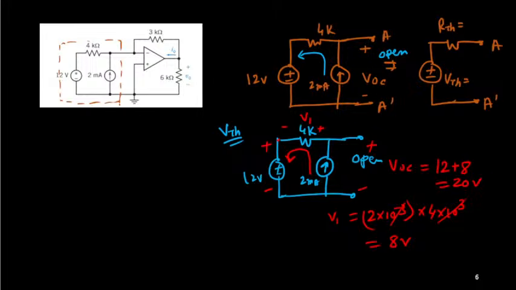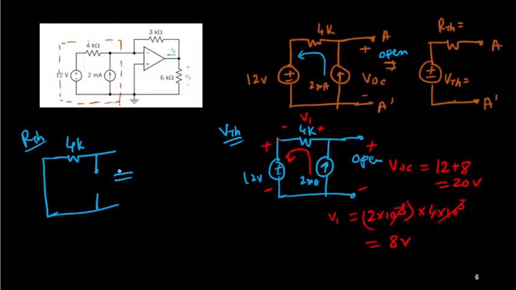And what is RTH? RTH is very simple. You remove the current source, we make it open, and we remove the voltage source, shorted. So this is your 4K, and you look from this side, this terminal A prime. So what is the equivalent resistance? I have only one resistance, 4K.